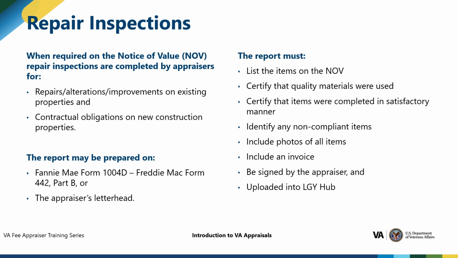The report may be prepared on Fannie Mae Form 1004D, Freddie Mac Form 442, Part B, or the appraiser's letterhead. The report must list the items on the NOV, certify that quality materials were used, certify that items were completed in a satisfactory manner, identify any non-compliant items, include photos of all items, include an invoice, be signed by the appraiser, and the appraiser must upload the report in PDF format into LGY Hub. Select the Repair Inspection Report option in Correspondence History.